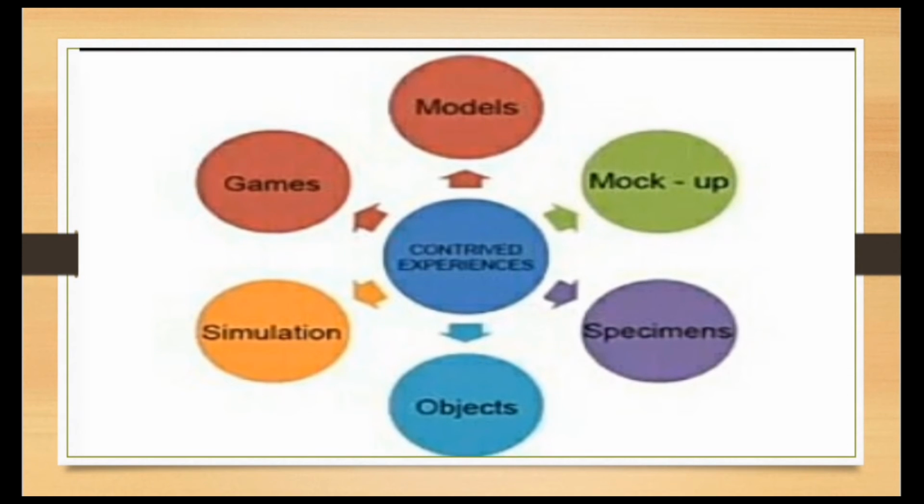Now we have 6 different kinds of contrived experiences: models, mock-up, specimen, objects, simulation, and games. Let us know each of them one by one.